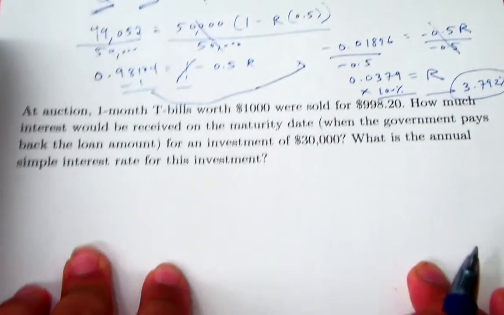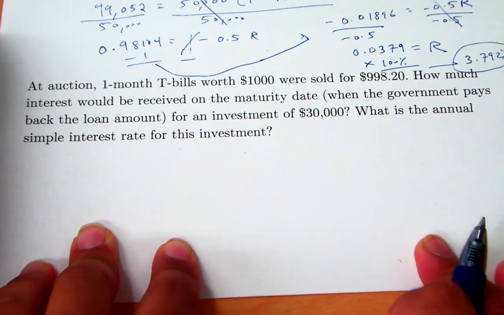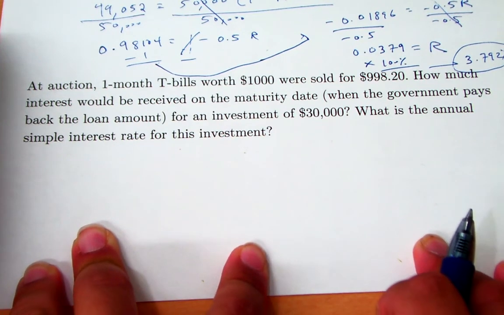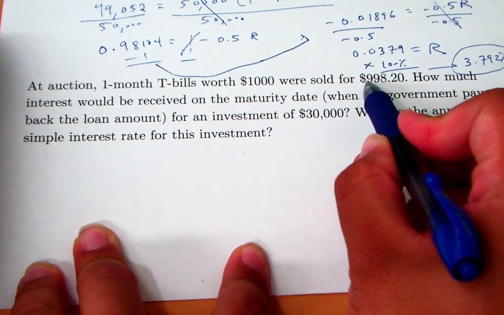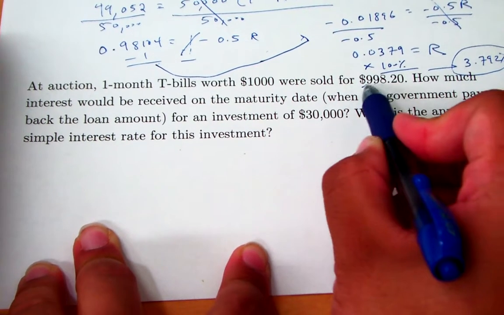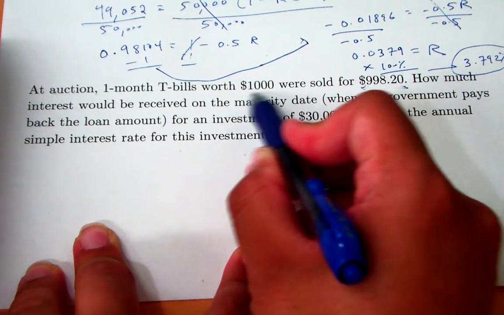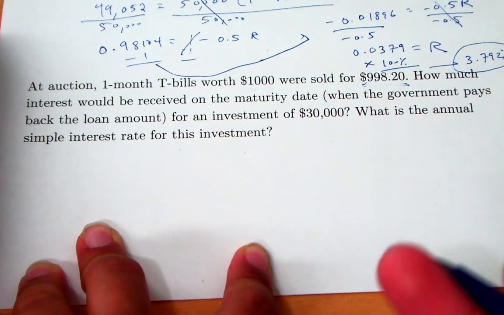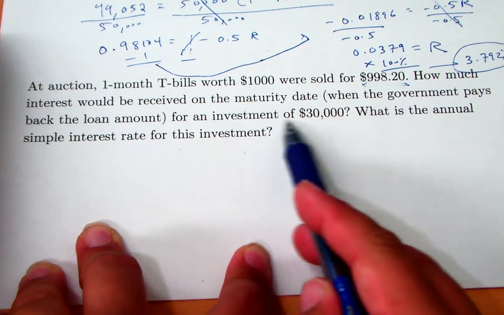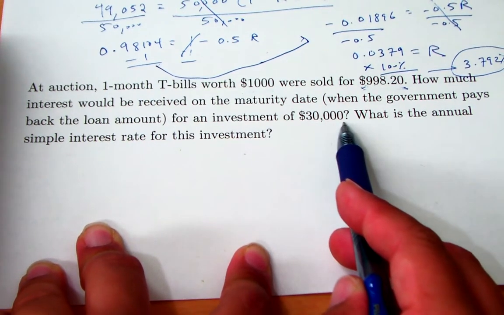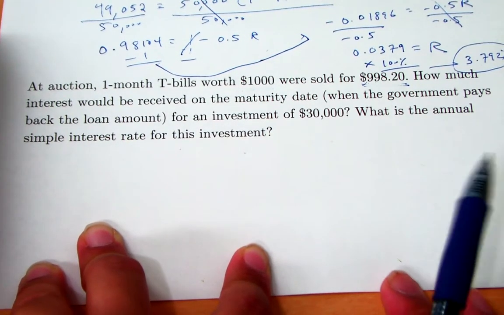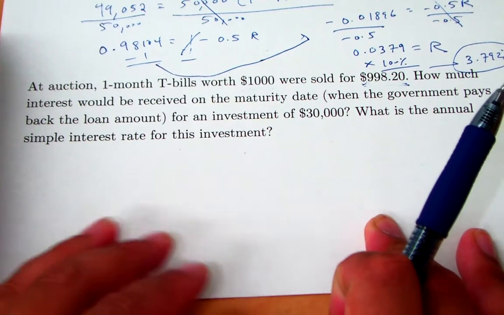Finally, let's take a look at this scenario here. At auction, 1 month treasury bills worth $1,000 were sold each for $998.20. So remember, this is how much the government receives, and then this is how much they pay back after, in this case, 1 month. How much interest would be received on the maturity date, which is a fancy way of saying when the loan comes due, when the government has to pay it back, for an investment of $30,000? So go ahead and think about how many of these bills you actually have to buy in order for this investment to work out. And then what is the annual simple interest rate for this investment?